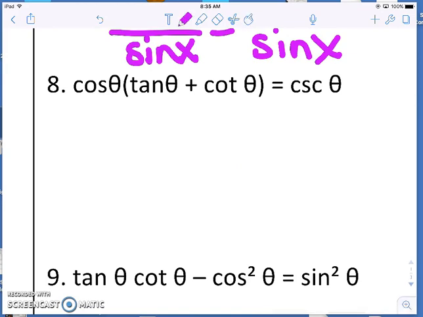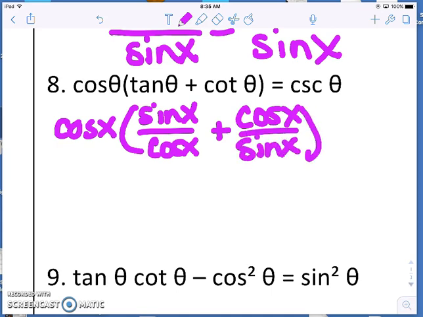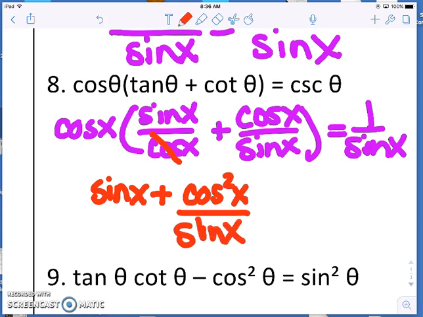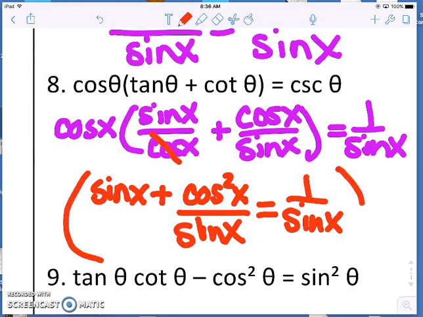So if we take a look at number 8 here, we got the cosine of x times sine of x over cosine of x plus cosine x over sine of x equals 1 over the sine of x. So if we multiply this in, this would just be the sine of x plus cos squared of x over sine of x, 1 over the sine of x. And this is another one where we could fraction bust this. And I bet we'll be left with that identity again.